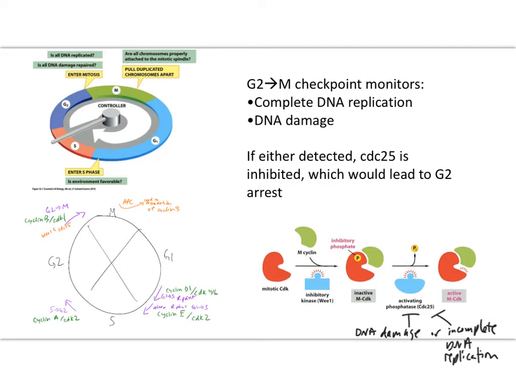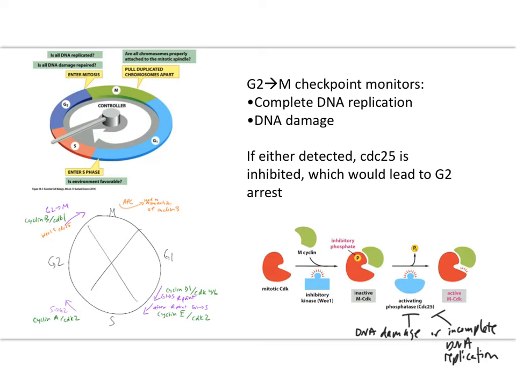Adding that to our activation of the MCDK figure down here, notice that what we're acting on is the activating phosphatase CDC25, and either DNA damage or incomplete DNA replication would inhibit this phosphatase, and thereby that would keep the MCDK in its inactive state.